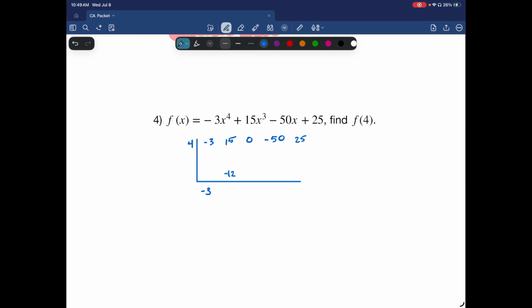Negative 12, it's going to be 3, 12, 12, 48, negative 2, negative 8, 17. So this tells you that when you plug 4 into your function, you're going to get 17 as your answer.